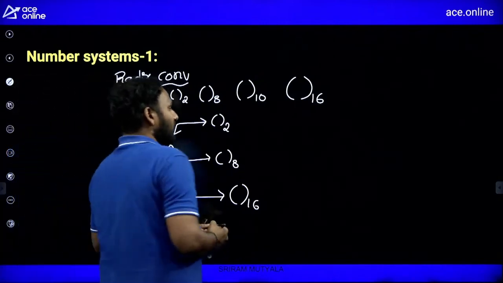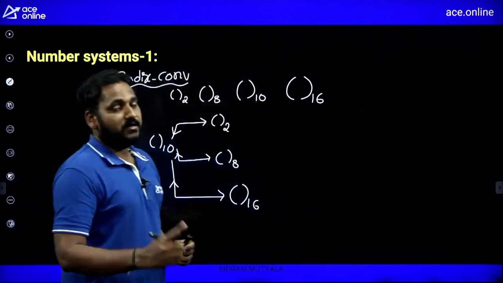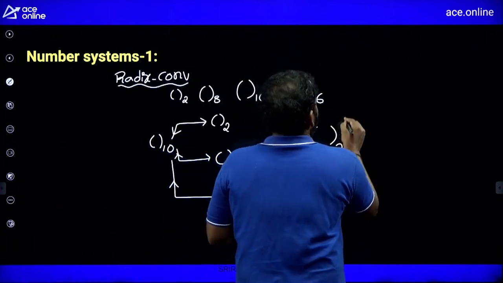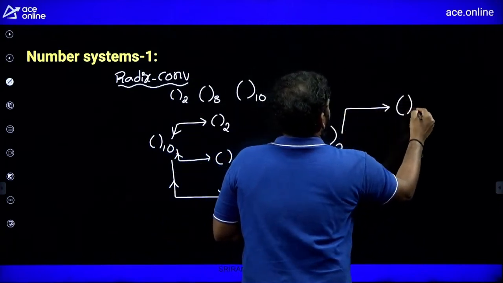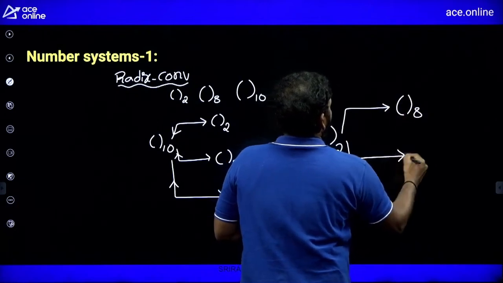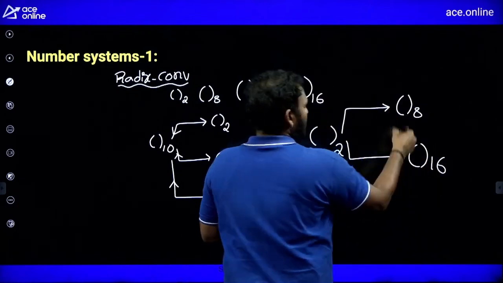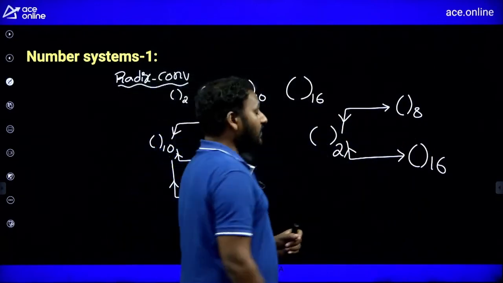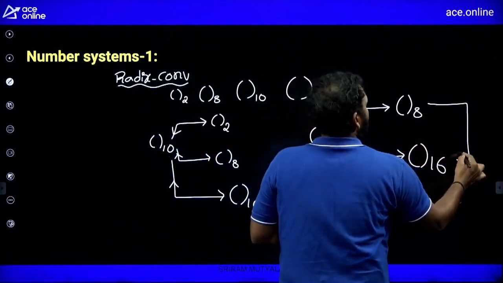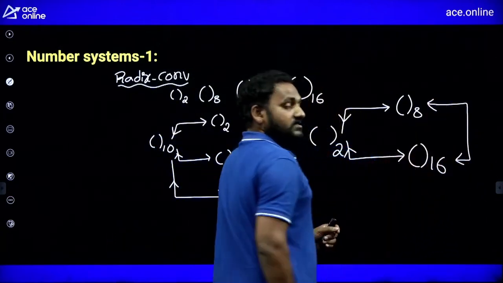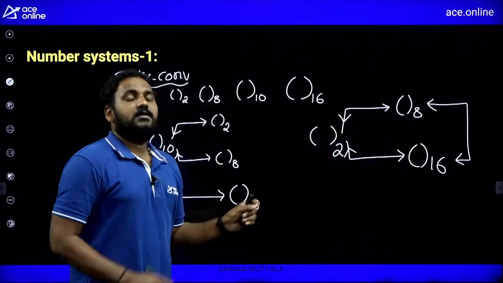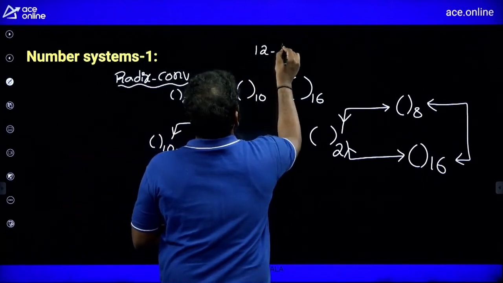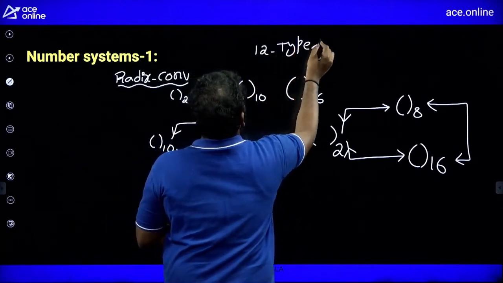Next, octal to hexa and hexa to octal along with the binary. You see guys, binary to octal, binary to hexa, 2 conversions, and the reverse. 2 plus 2, 4. Octal to hexa, hexa to octal, 2. 4 plus 2, 6. 6 plus 6, 12. We have only 12 types of conversions. That's all.